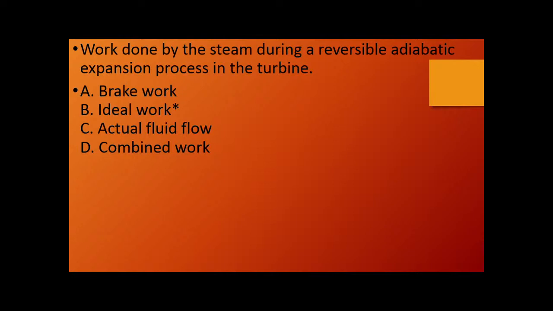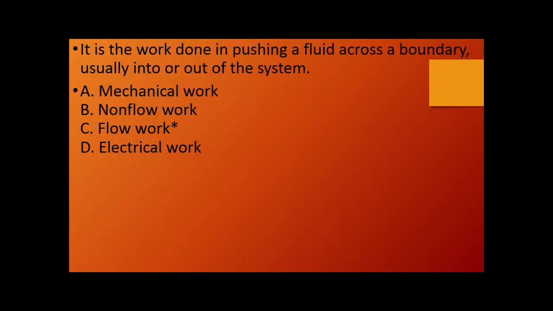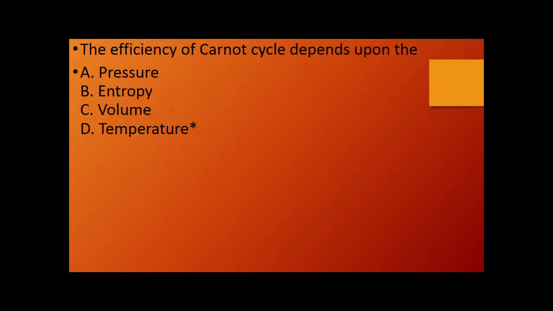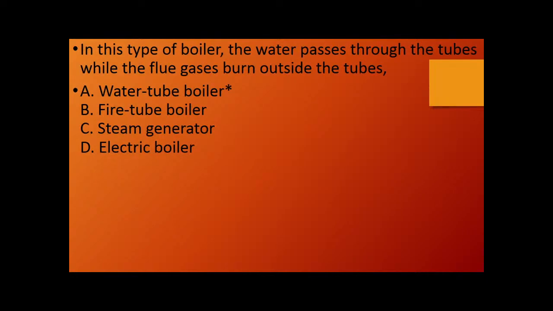Work done by the steam during a reversible adiabatic expansion process in the turbine. Answer, ideal work. It is the work done in pushing a fluid across a boundary, usually into or out of the system. Answer, flow work. A liquid that has a temperature lower than the saturation temperature corresponding to the existing pressure. Answer, subcooled liquid. The efficiency of Carnot cycle depends upon the: answer, temperature.